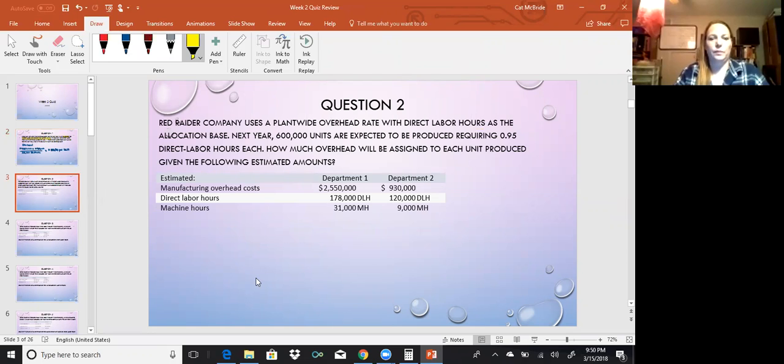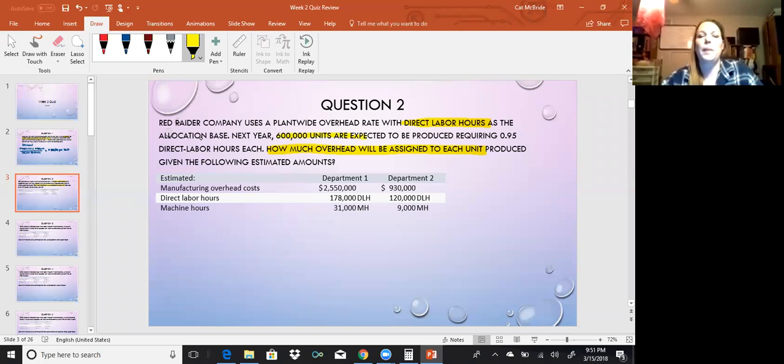Number 2. Red Raider Company uses a plant-wide overhead rate. First of all, let's start with what we're going to learn. We want to know how much overhead will be assigned to each unit produced. That's what we're trying to figure out, because it's helpful to start with that and think, what do I know about overhead? I know fixed overhead, variable, I know what's in overhead. Red Raider Company uses a plant-wide overhead rate with direct labor hours as the allocation base. So we know we've got direct labor hours as the allocation base.